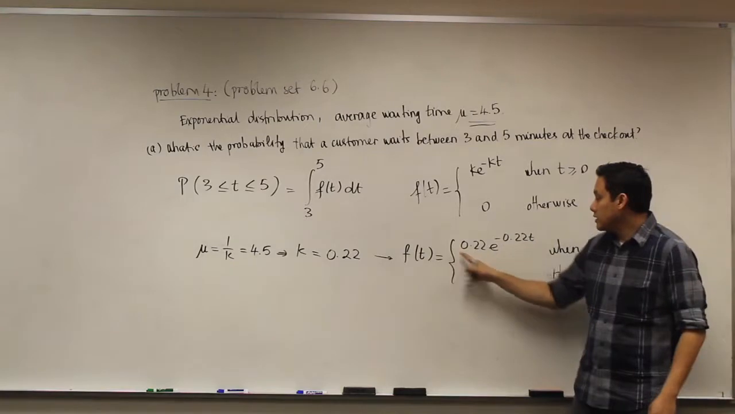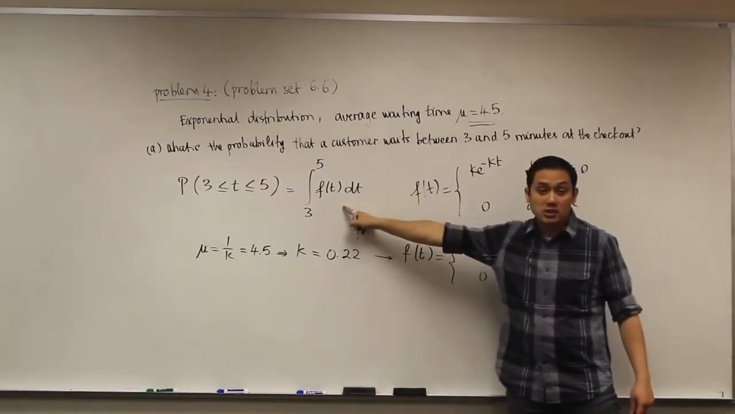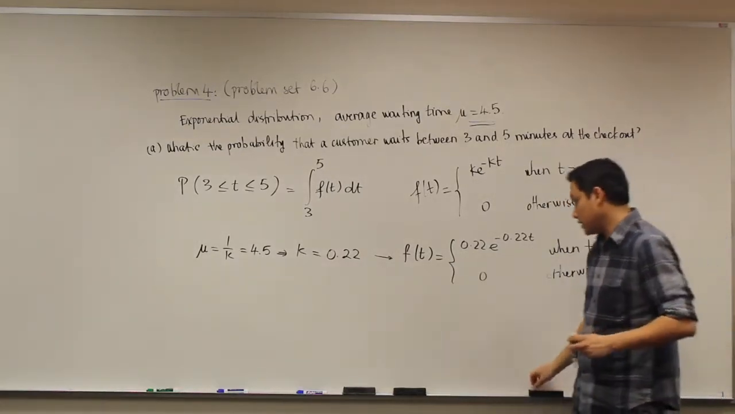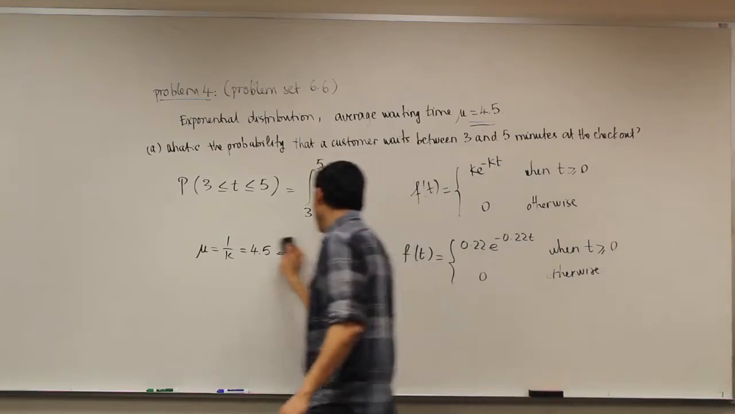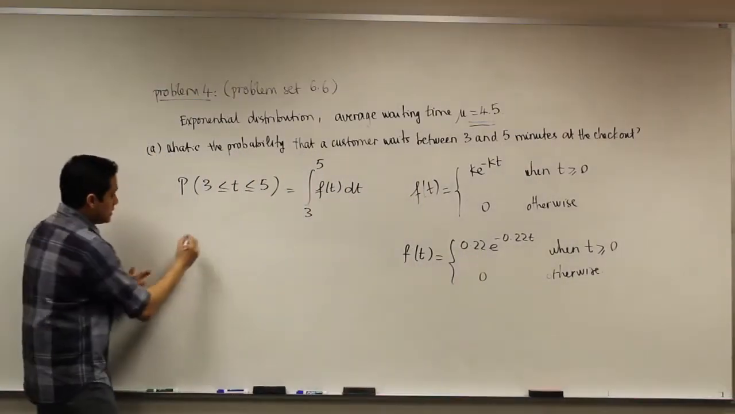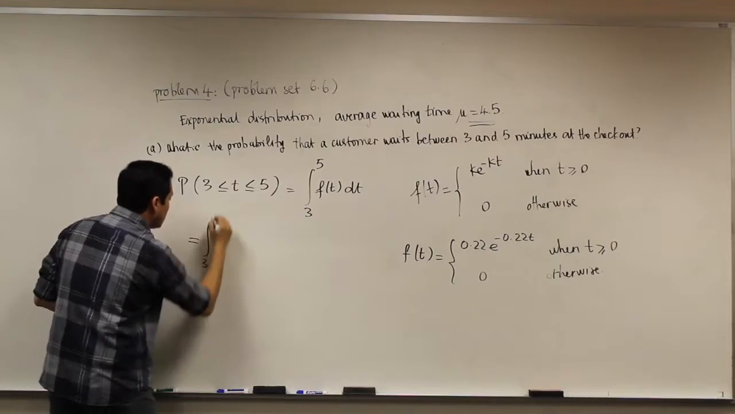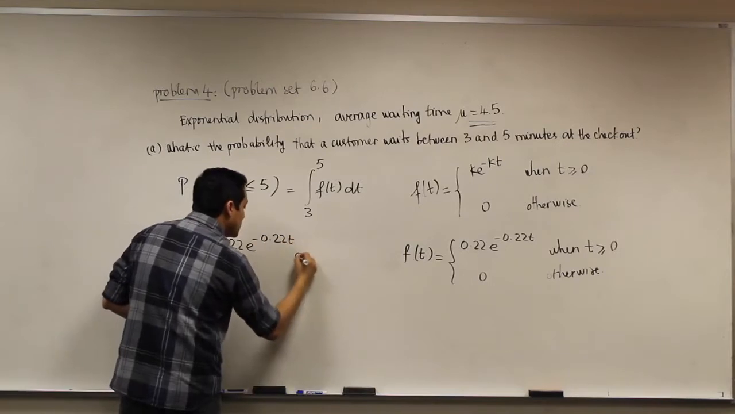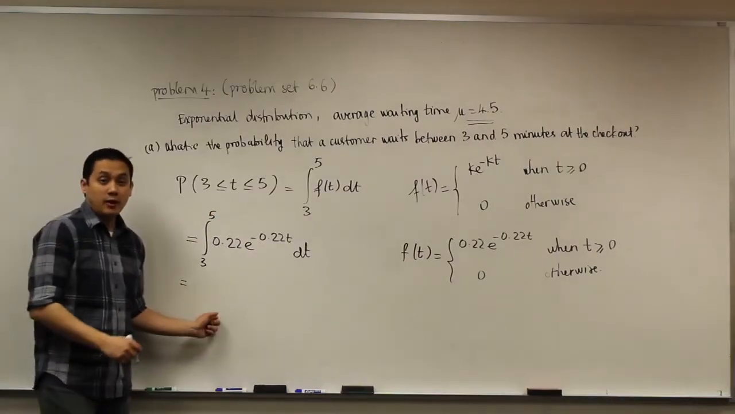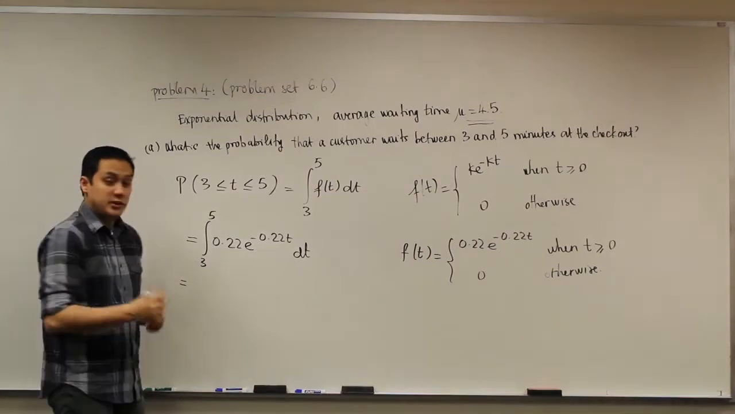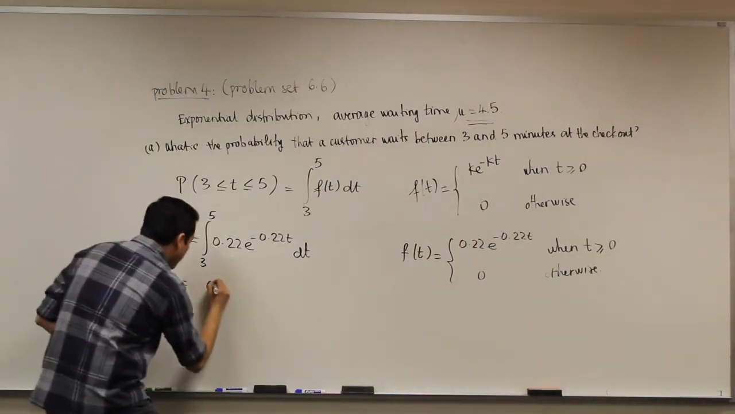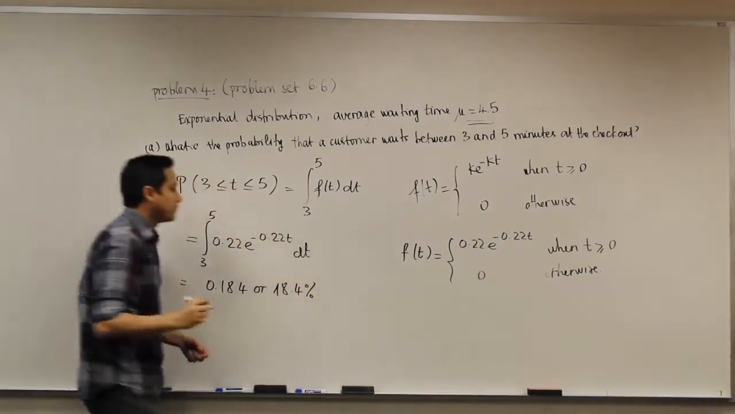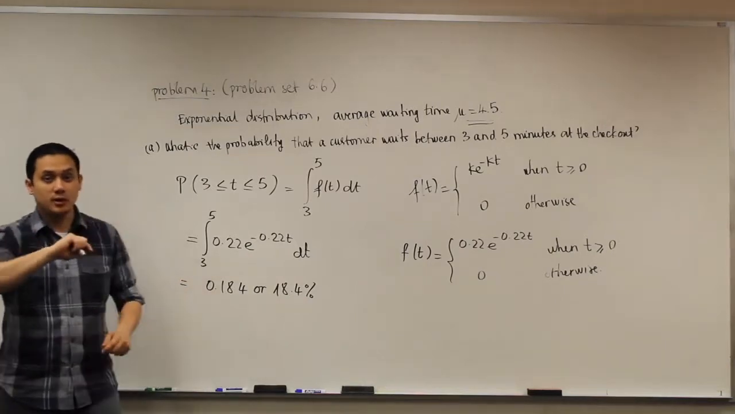So you're going to substitute this function into the definite integral, and then you can use the calculator to get the value of that definite integral. So let's work that together. This is equal to the integral from 3 to 5 of 0.22 times e to the minus 0.22t dt. And if you use the calculator, the option math 9, the result for this definite integral is 0.184 or 18.4%. So this is part A. Let's move on to part B.